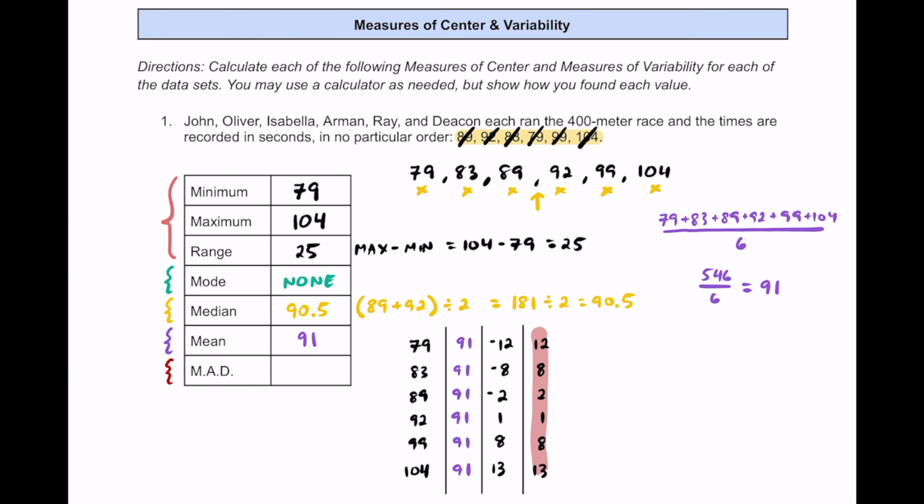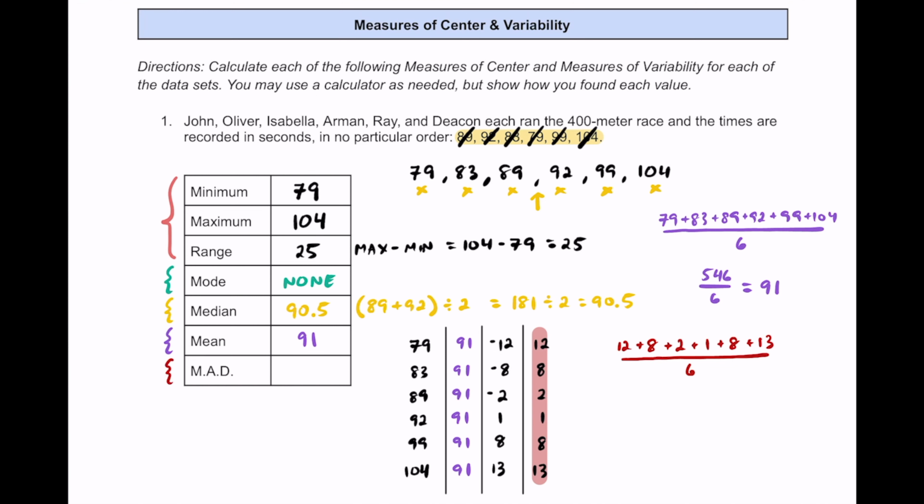Finally, to find the MAD, we're going to take each of these absolute deviations and find the mean of them to get the mean absolute deviation. So we're going to take all of these absolute deviations, which is how far each of these runners was from the actual average, and we're going to find the average of these deviations. So what we're going to find is how far on average they are from the average.